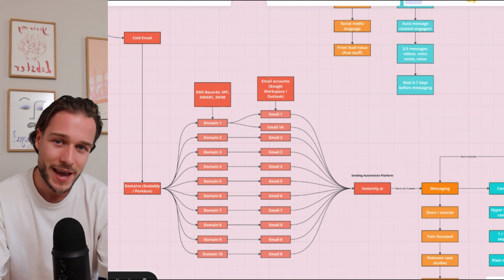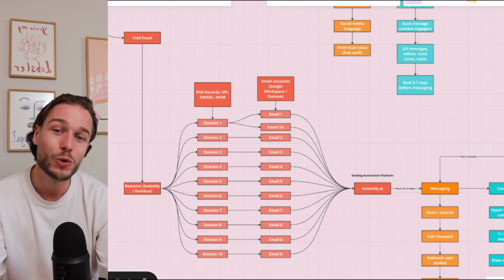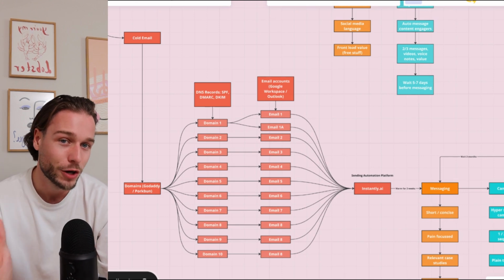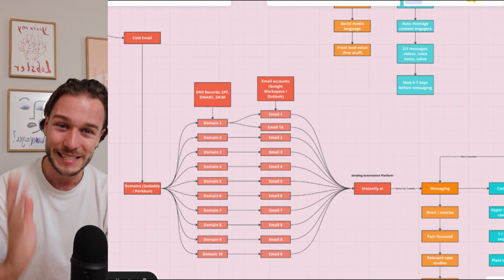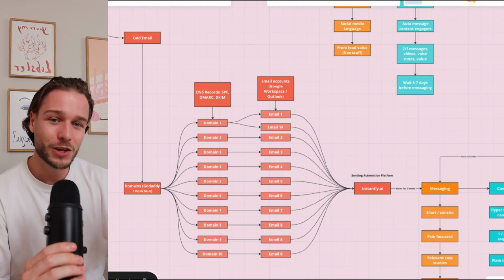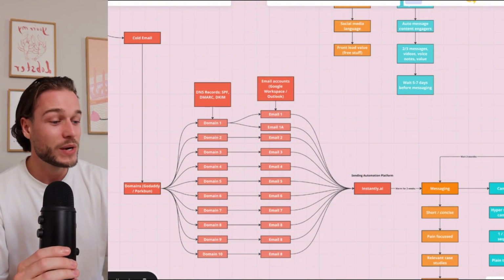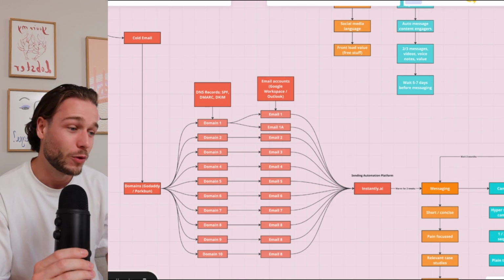You will burn through that domain, you will run it into the ground, and it will cause you a lot of problems in the future. So do not do that, okay? So take my advice, please do not do that. What we do is we buy lots and lots of secondary domains, okay? So we like to use GoDaddy or Porkbun to buy all of our domains.